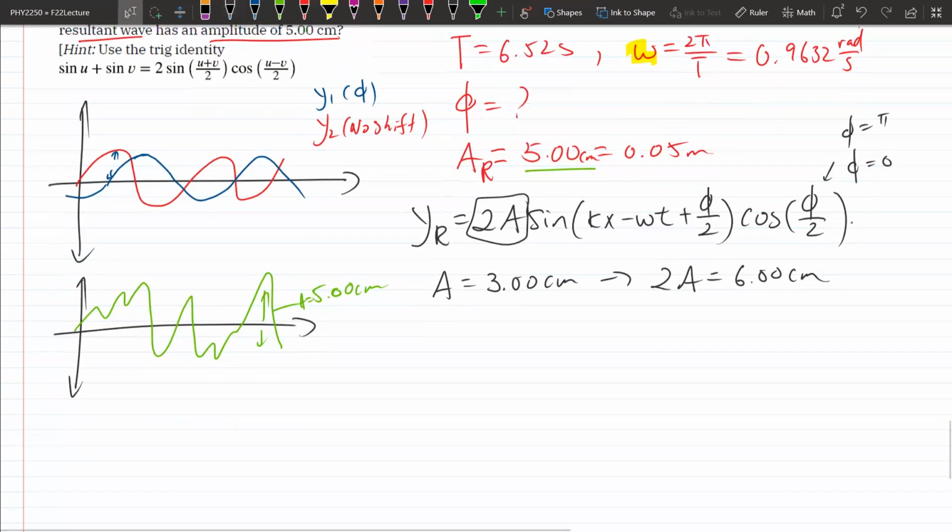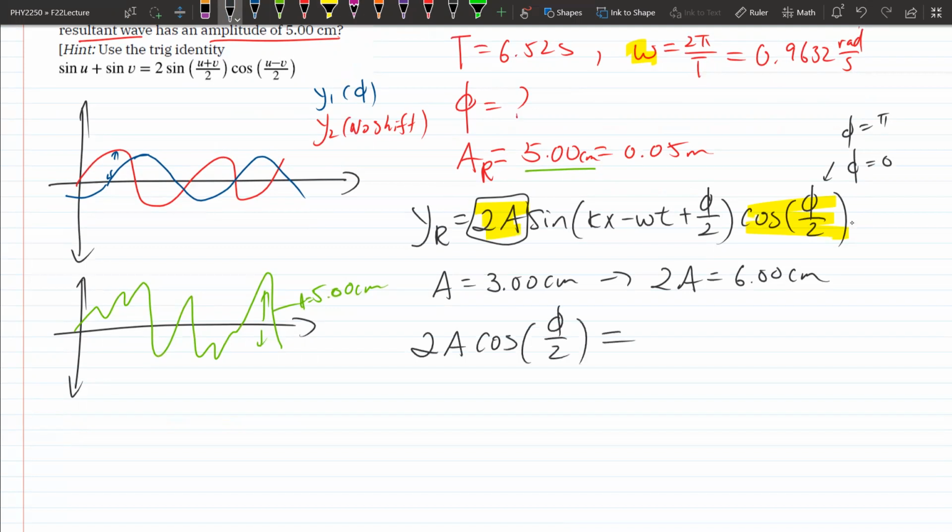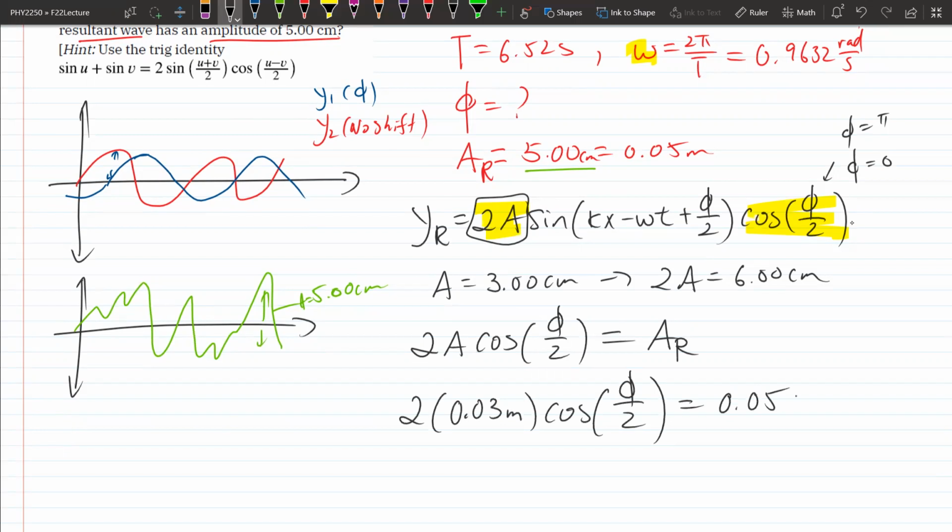So how do we solve for this? What we're going to do is lump this 2 times A and this cosine of phi over 2 into one factor. So 2 times the original amplitude, cosine of phi over 2 should equal the new amplitude, which is the amplitude of the resultant wave. Twice the original amplitude is 0.06 meter, and the resultant wave's amplitude is 0.05 meter.